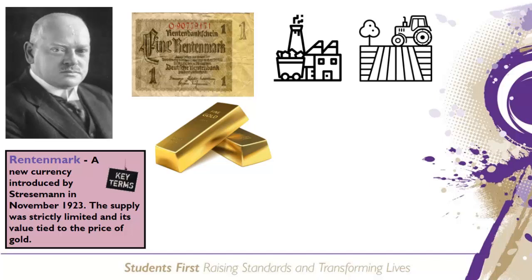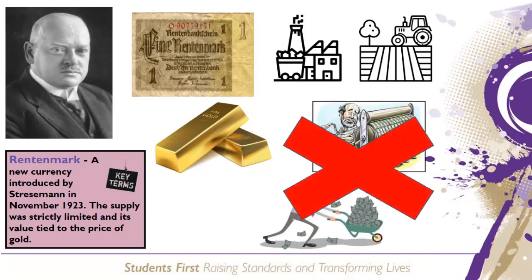In August 1924, a newly independent national bank, the Reichsbank, was given control of this new currency. It was renamed the Reichsmark and was backed by Germany's gold reserves. German money was now trusted at home and abroad, and hyperinflation was at an end. This allowed German businesses to recover and led to improvements in employment.